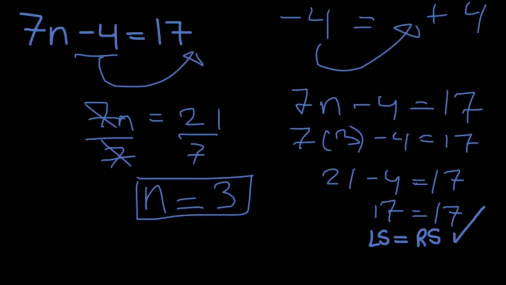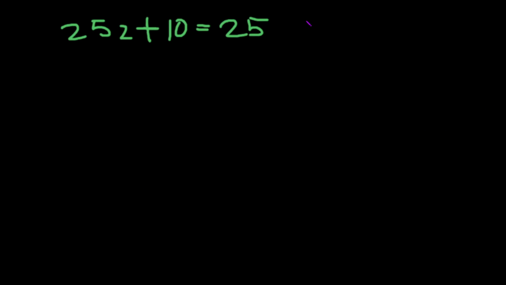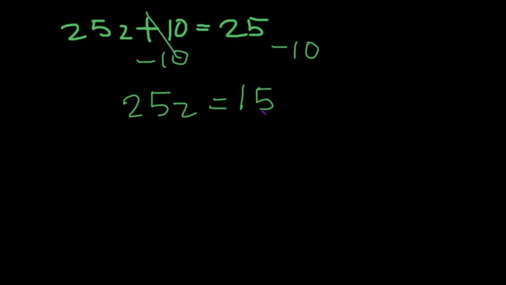Alright, so that was an example question. Let me move on to another question right here. In this equation we have 25z plus 10 is equal to 25. So essentially you're doing the same thing. In this question I'll show you what you would do to actually balance it. So let's subtract 10 from both sides. On the left-hand side, these cancel out. So you have 25z is equal to 25 minus 10, which will give you 15. So now you have another one-step equation.